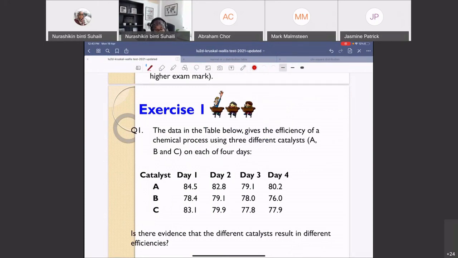Now, you might be wondering whether you want to compare between days or between catalysts. Because you can also compare between day one, day two, day three, and day four, right? And also, from the catalyst point of view, between catalyst A, catalyst B, and catalyst C. So you have to refer to the question. What does the question ask? The question focuses on catalyst. So this is actually the samples and not the day. You would encounter this quite often after this, because you have to differentiate which one is the sample that you want to compare.